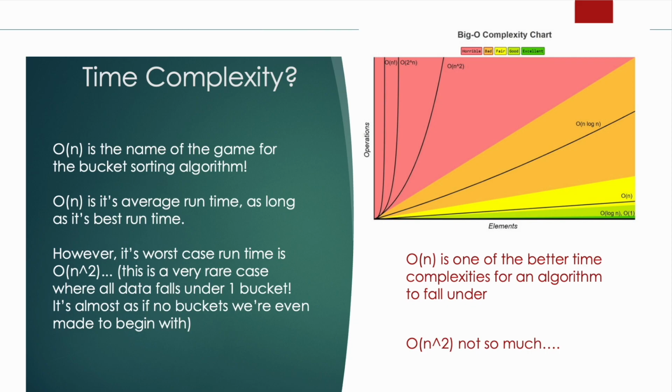And as you can see on the graph on the right, O of n is about the third best time complexity, while O of n squared is the third worst. So O of n is one of the better time complexities for an algorithm to fall under, while O of n squared is not so much.